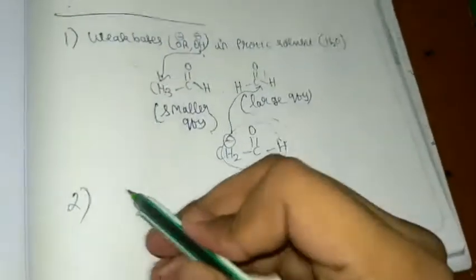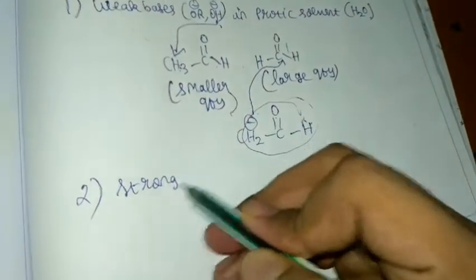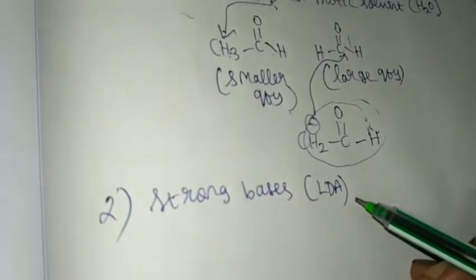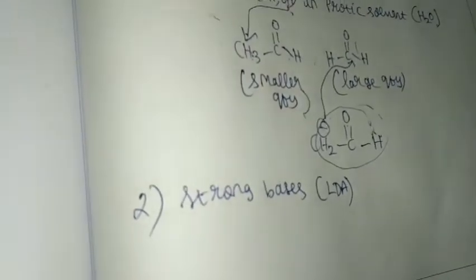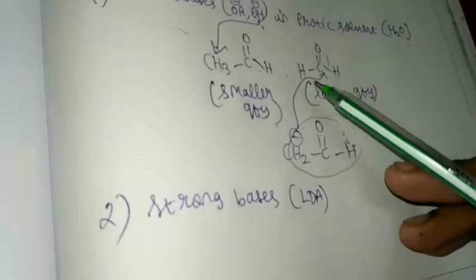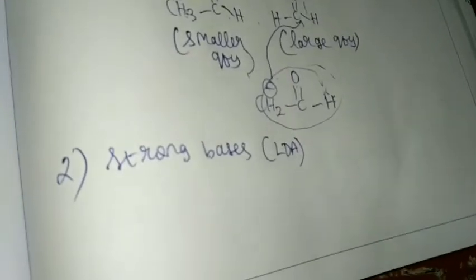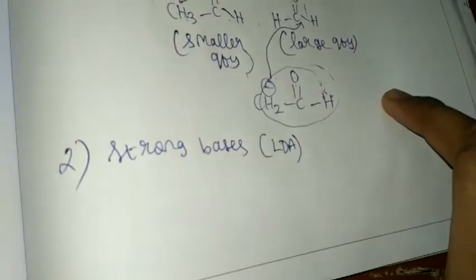The second method is where we take strong, bulkier bases like LDA. LDA, what is it? I'll say later. So we take this type of reagents so that it easily removes hydrogen from this product. So we first form the enolate ion, then we add another molecule which is different. You can take acetone or whatever. Then you also ensure that always the enolate ion attacks the other molecule.